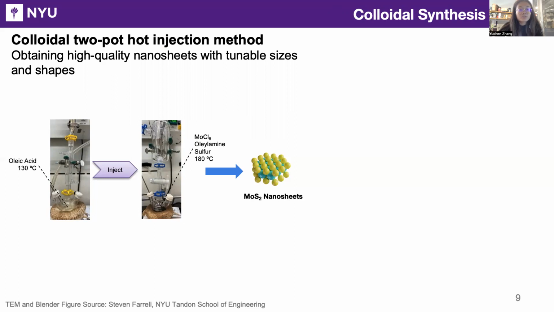Various bottom-up approaches have shown successful synthesis of MoS2. Here in our study, we are using a colloidal synthesis called the two-pot hot injection method. In a typical process, oleic acid was injected into another hot solution of molybdenum chloride that contains ligands like oleylamine. Then they were reacted together at 180 degrees Celsius for 30 minutes to form the final product.